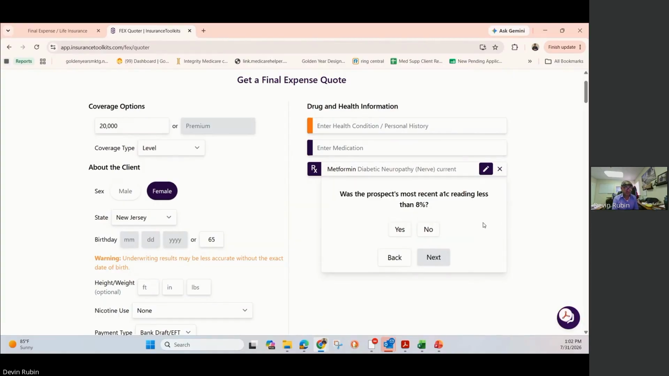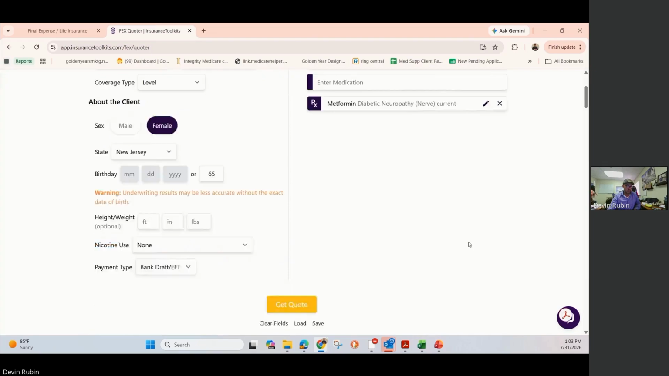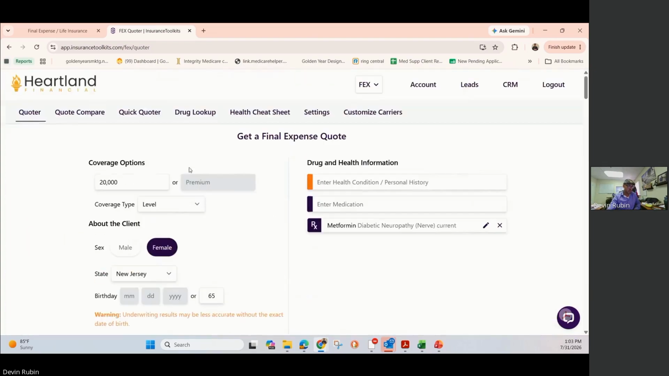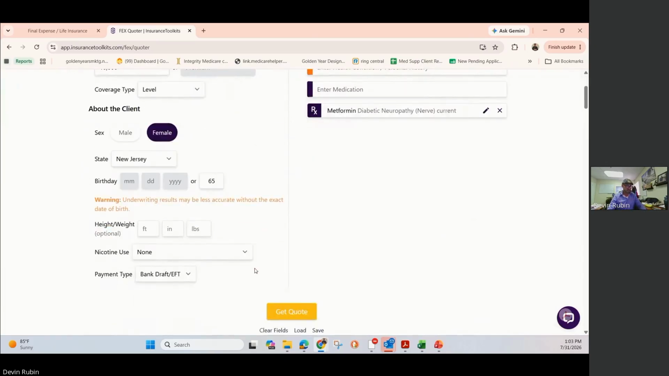Hemoglobin A1C is just an industry or medical terminology that looks at your client's last 3 months. And if they're diabetic, they probably know what their hemoglobin A1C is. So let's say no. What's the prospect rating between 8 and 8.5? Let's put no. And then we're going to hit get quote again. Right. And we're going to just take it back to 10,000. Get quote.